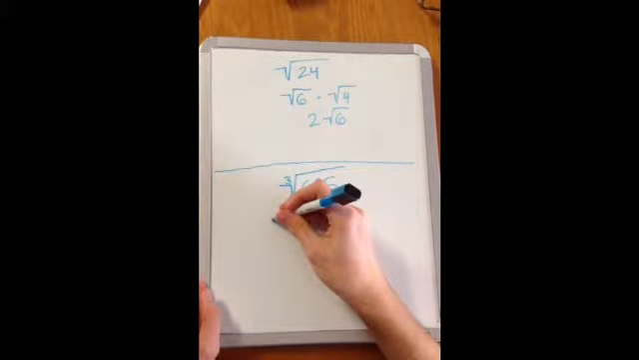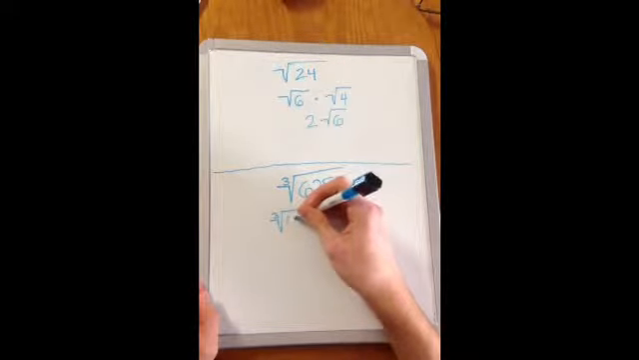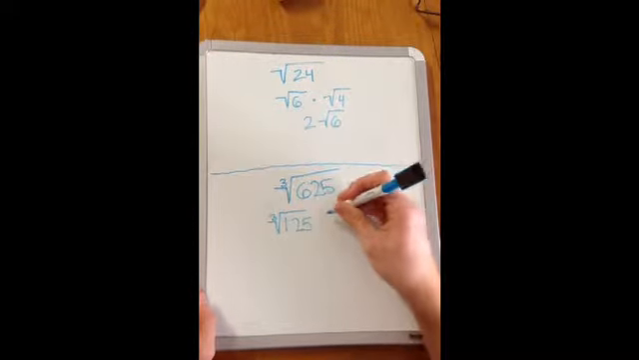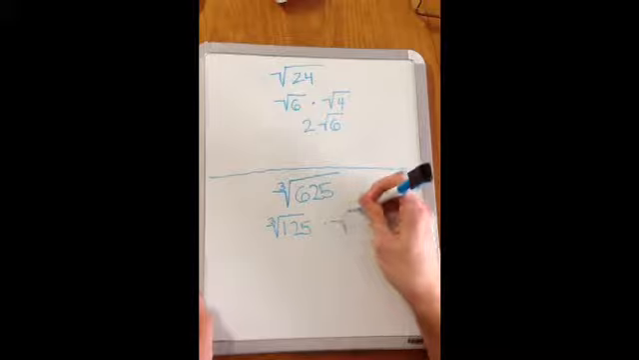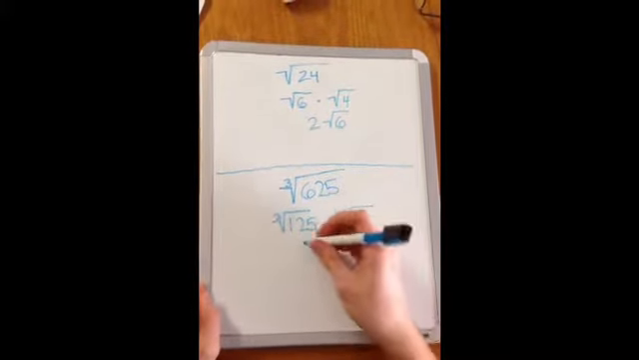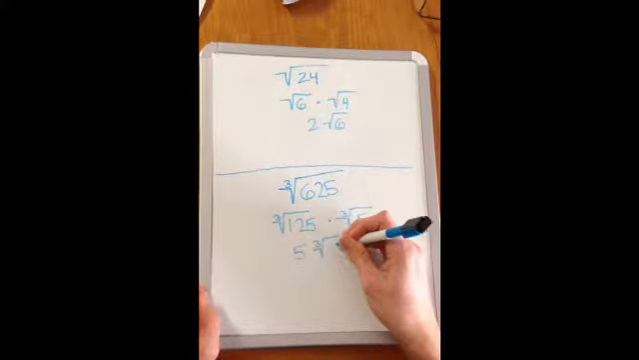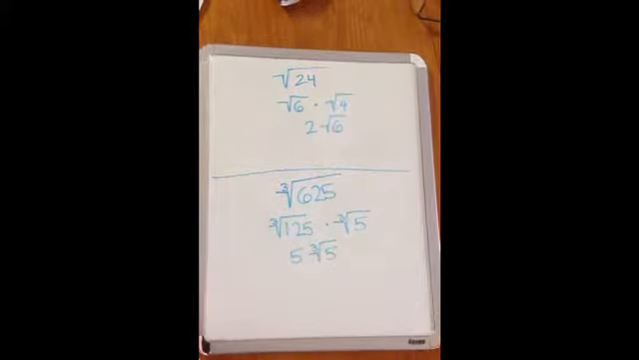Now the cube root of 625 can be broken down into the cube root of 125 times the cube root of 5. Now the cube root of 5 is already simplified, but the cube root of 125 is 5. So it would be 5 times the cube root of 5.